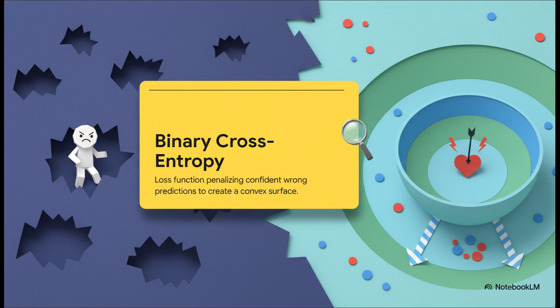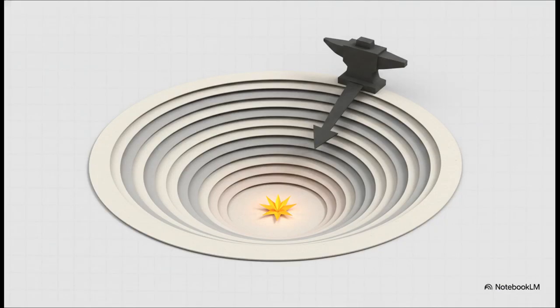Instead, we use binary cross-entropy. Sure, it sounds super intimidating, but it's really just a brilliant punishment system. It penalizes confident wrong predictions incredibly severely, ensuring our mathematical cost surface stays perfectly smooth and bowl-shaped. Let's break down exactly why this is so clever.